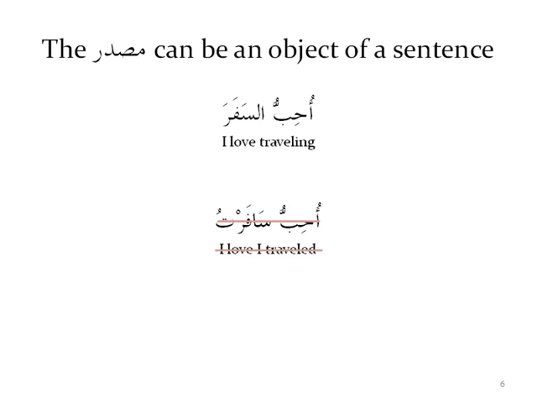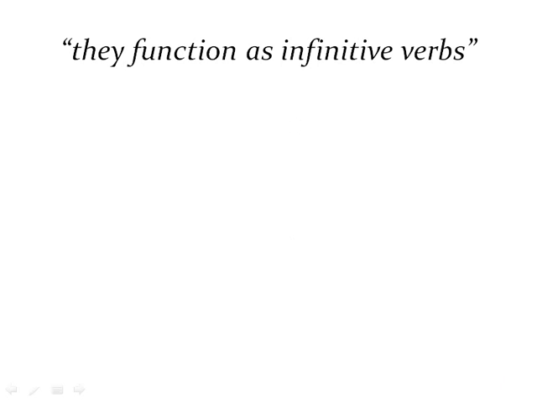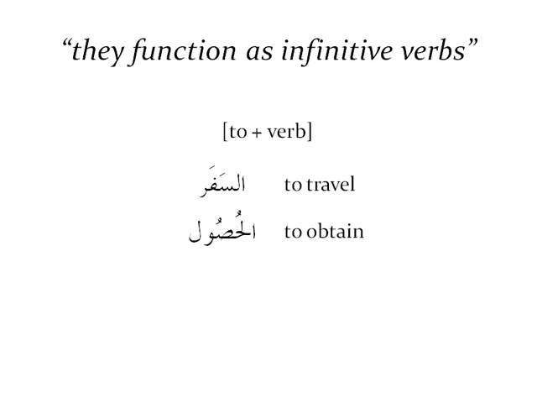Now the next thing to unpack is the phrase from Al-Kitab that they function as infinitive verbs. What does that mean? Well, by infinitive, Al-Kitab seems to mean the form of the verb where we add the word to in front. For example, safar as an infinitive in English would be translated as to travel, and al-husul as to obtain. But then Al-Kitab adds that it can also be used for the quote-unquote abstract concept of the action. The abstract concept of the action. That's quite vague. In fact, it's a rather abstract definition.